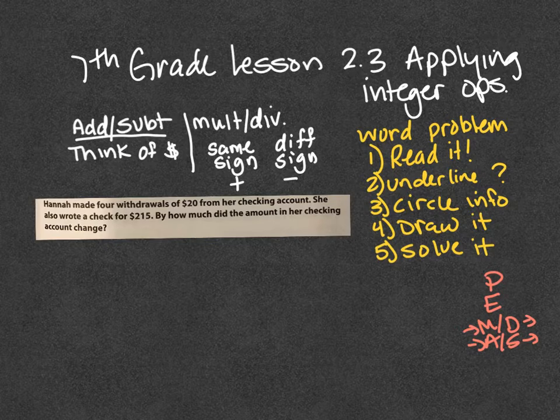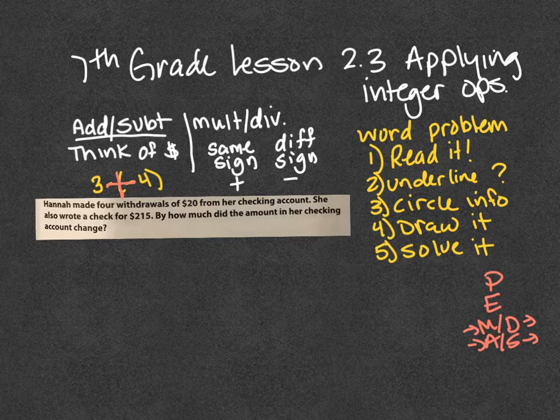Just a quick reminder. When we add or subtract our integers, think of money. If I owe money, that's a negative. If I have money, that's a positive. Watch out for those double negatives. Those are the ones that look like, let's say I had 3 minus a negative 4. Remember, that is 3 and the opposite of negative 4. So just change that to positive and then treat it like an addition problem.